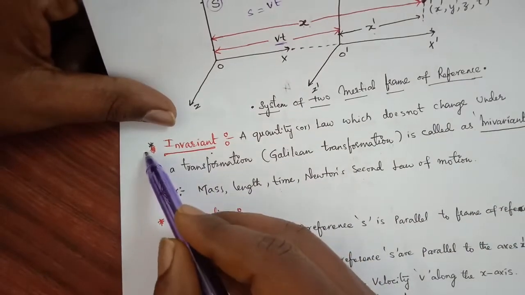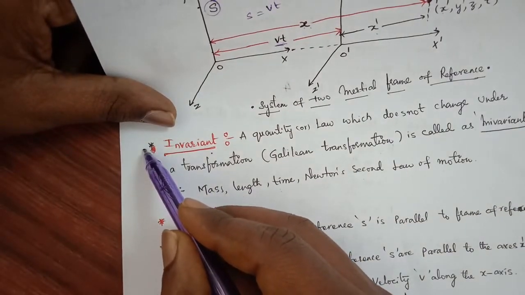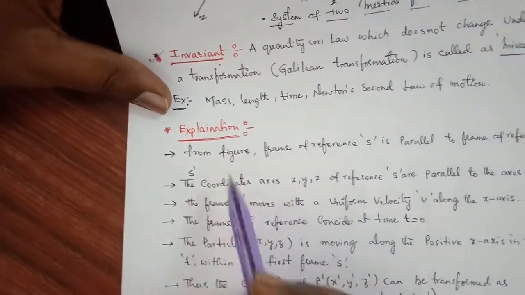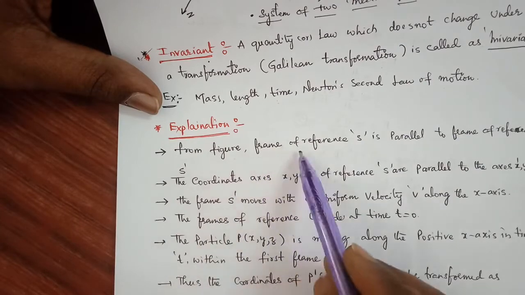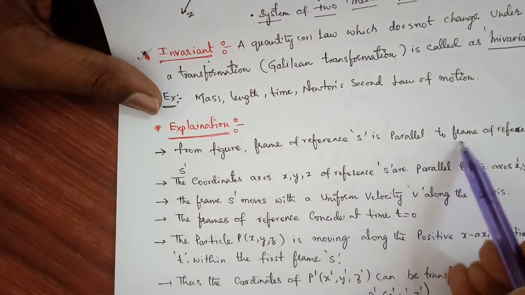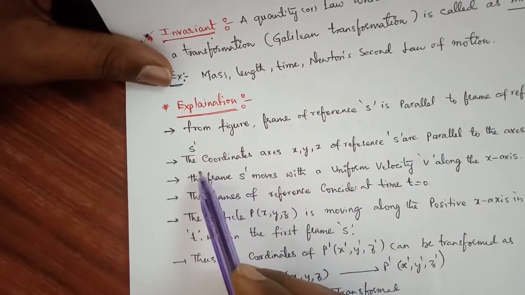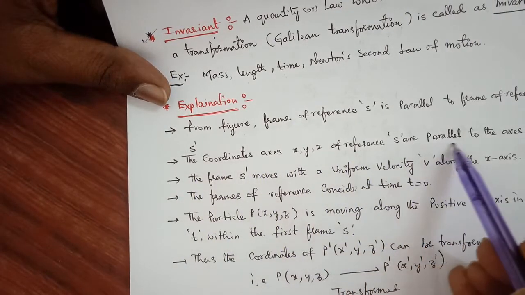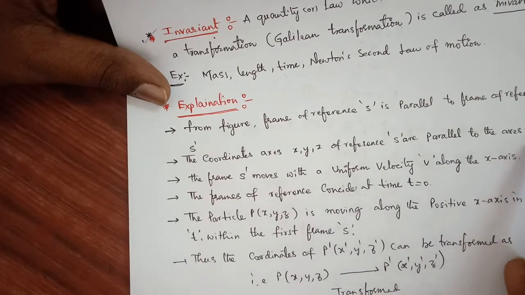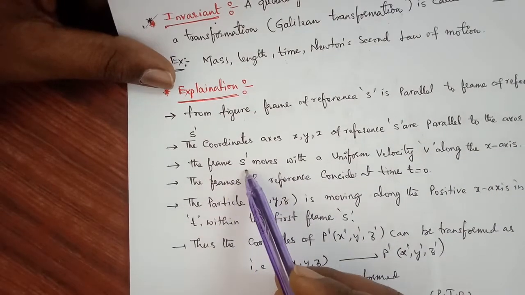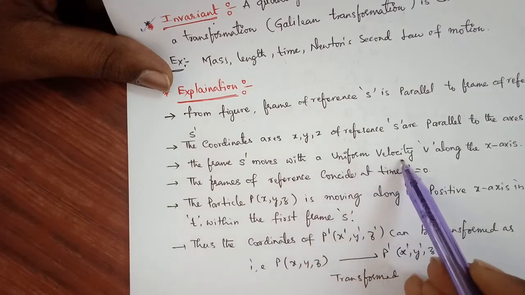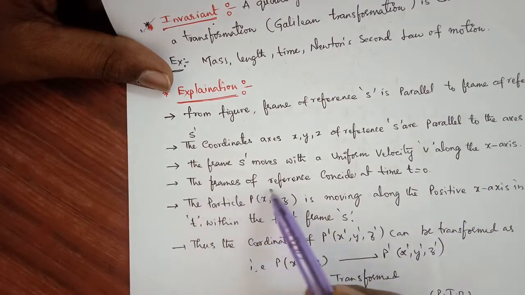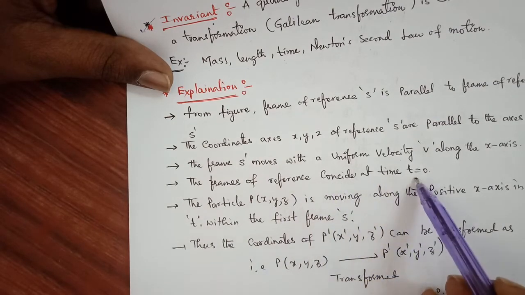Now we have seen what invariant is; let us try to explain this concept in detail. From the figure, the frame of reference S is parallel to the frame of reference S dash. The coordinate axes x, y, z of S are parallel to the axes x dash, y dash, z dash. The frame S dash moves with a uniform velocity v along the x-axis, and the frames of reference coincide at time t.